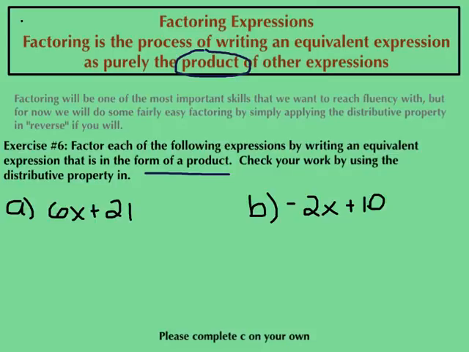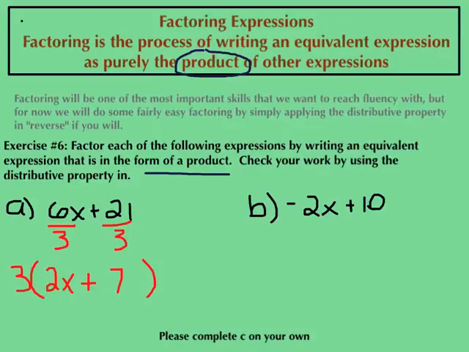A, 6x plus 21. Okay, well, I want to think about what number goes into both 6 and 21. If you said 3, you are correct. That is my greatest common factor between 6 and 21. So I'm going to divide each by 3. When I divide each by 3, I'm going to pull that 3 out in front of my parenthesis. Six divided by 3 is going to give me 2. X just comes down because we didn't divide by anything. Plus 21 divided by 3 is 7.